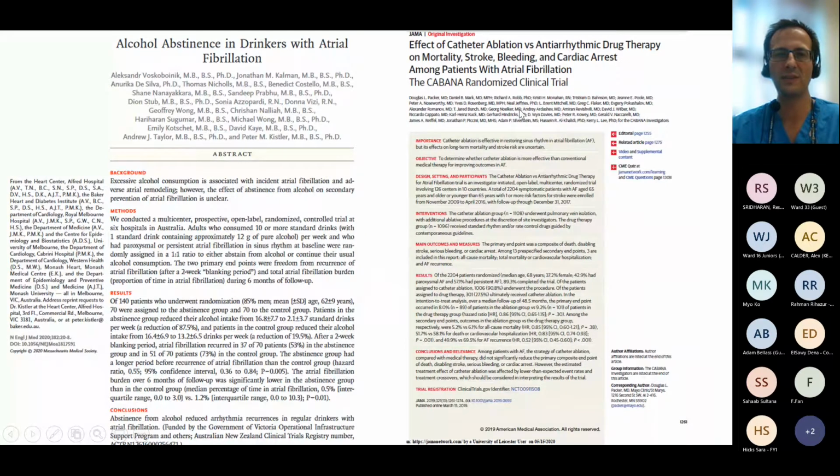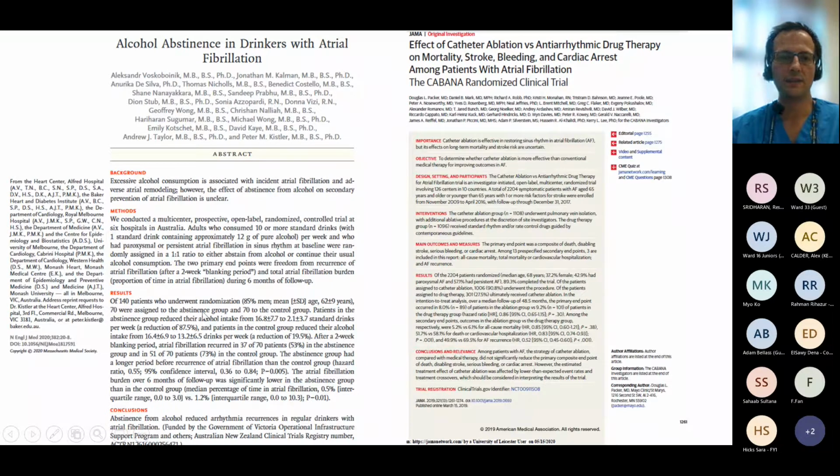If you were 20 and you were in AF for the rest of your life, then I would be queasy about that. But if you're 60 and you have lots of comorbidities that have caused it, I wouldn't be trying to chase sinus rhythm because it will be an awful lot of perspiration for the patient for little benefit.